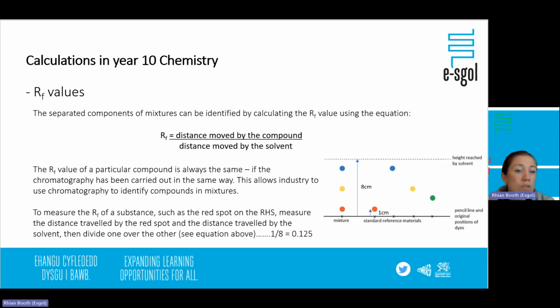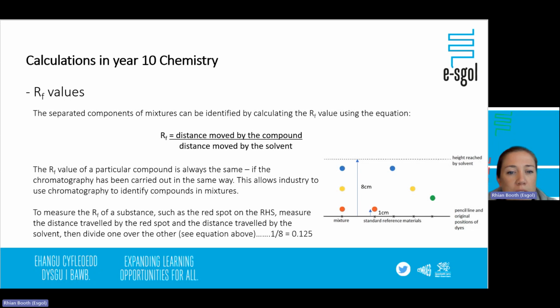This allows industry to use chromatography to identify compounds in mixtures. And this kind of technique is used in forensics, for example. Might be looking at ink in pens, might be looking at components in blood, but it is a technique used by forensic scientists. To measure the RF of a substance, such as the red spot you can see on the right-hand side, you must measure the distance travelled by the red spot and the distance travelled by the solvent, then divide one over the other.